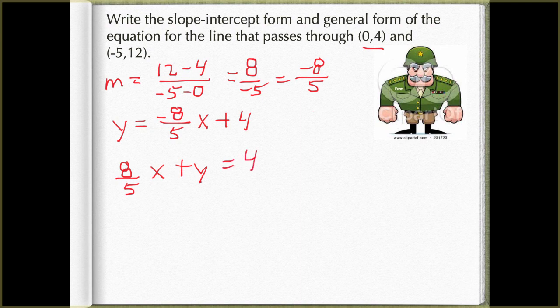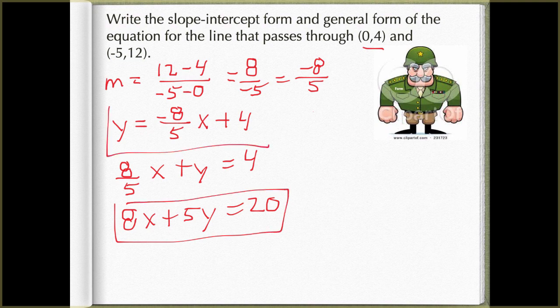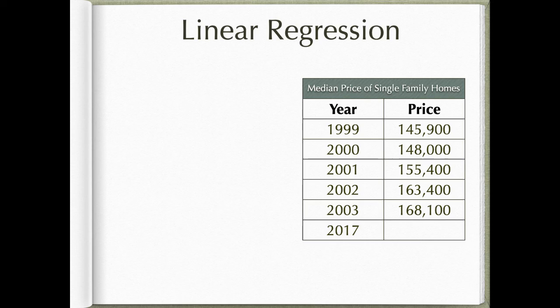And when we do general form, we cannot have any fractions in it, so we're going to multiply everything by 5. So we get 8x plus 5y equals 20. And that's my standard form. So we have standard form, and we have our slope-intercept form. Last thing we're going to talk about is linear regression.